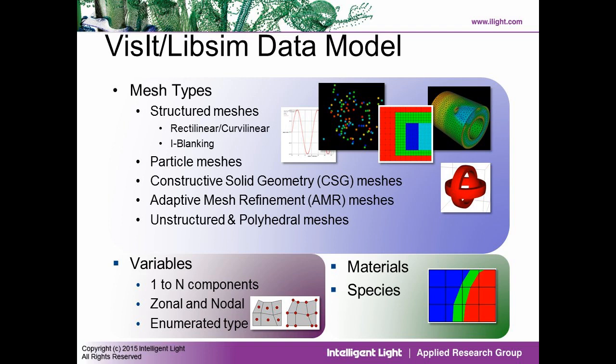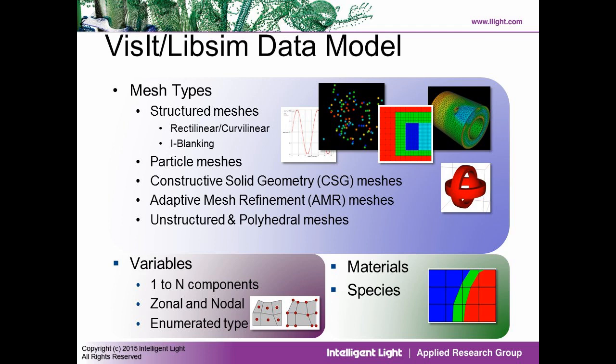So Jim had mentioned that we have support in Visit and LibSim for cell-centered data and node-centered data. I think he also said we had support for adaptive mesh refinement. There are a number of different mesh types that are also supported. There are the various flavors of structured meshes, rectilinear and curvilinear. Visit also has particle meshes. And then on the unstructured side, there's finite element, zoo elements, and then there are polyhedral meshes that are also supported.